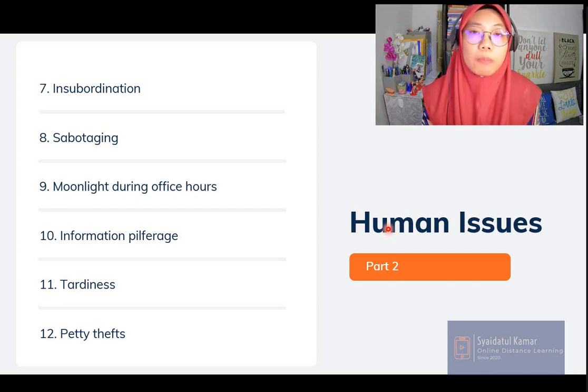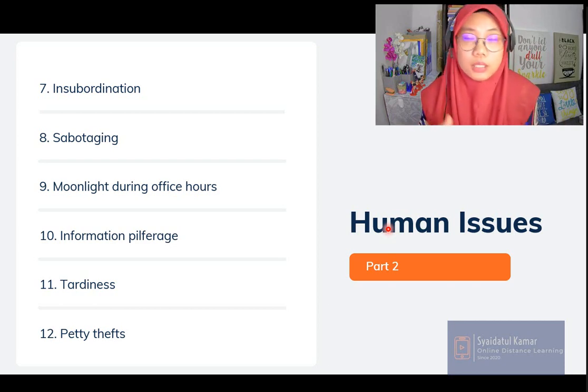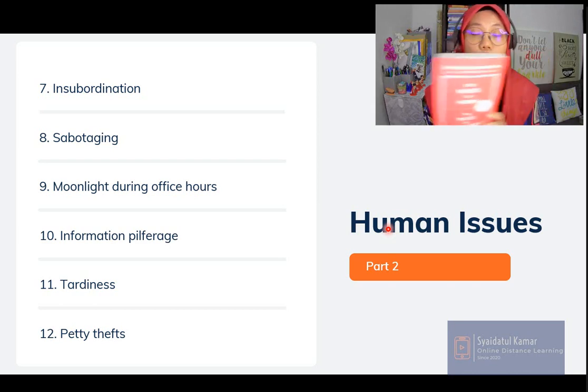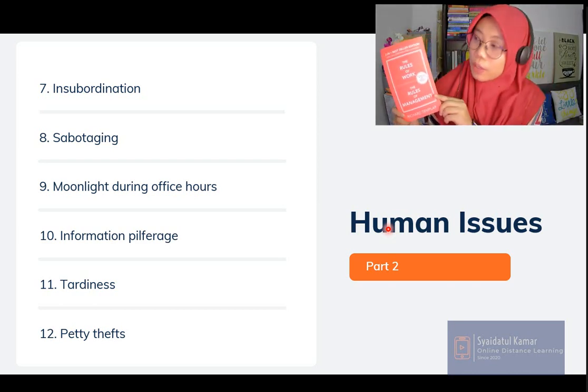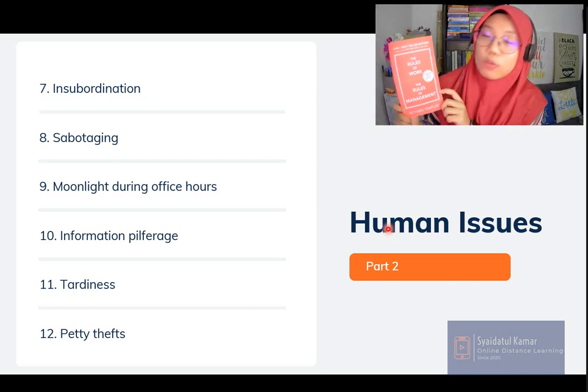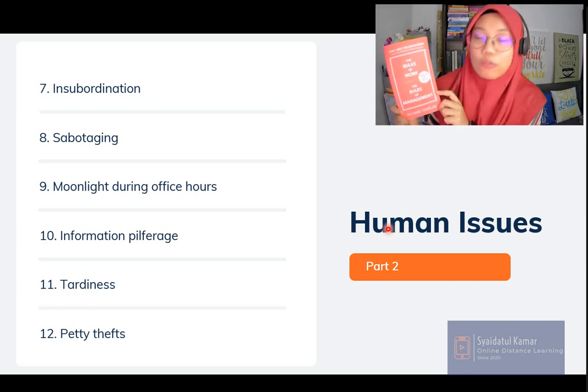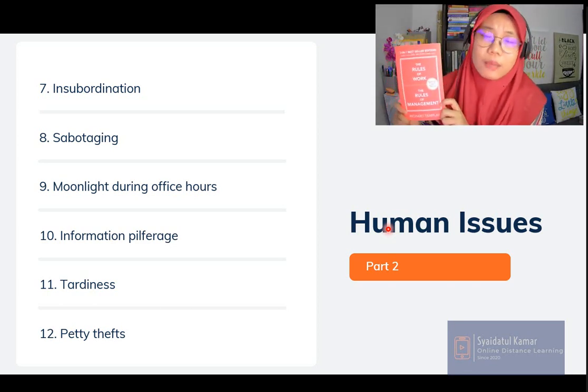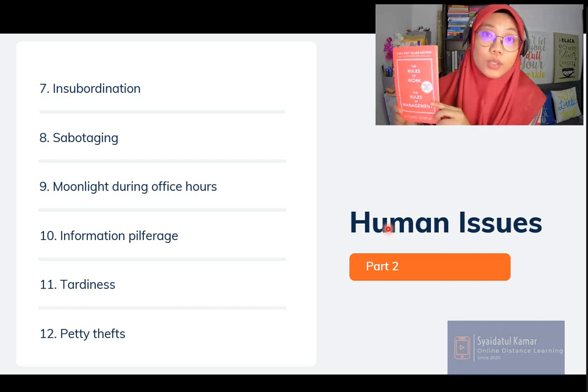If you want to prepare yourself for the workplace, if you want to know more, doing this is not really enough. For myself, I read books. For example, this book that I have, The Rules of Work, and also The Rules of Management. Even though I have been working for many years, there are a lot of things that I have to learn, that I still want to learn.